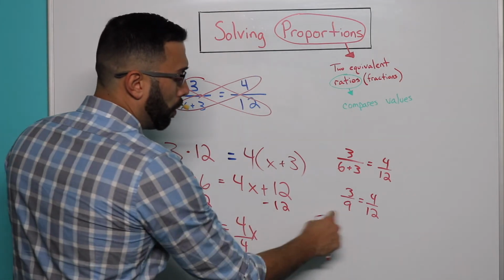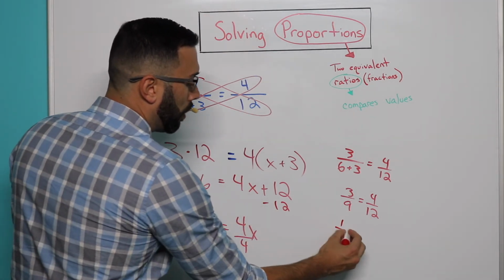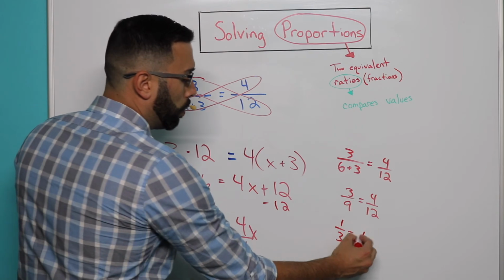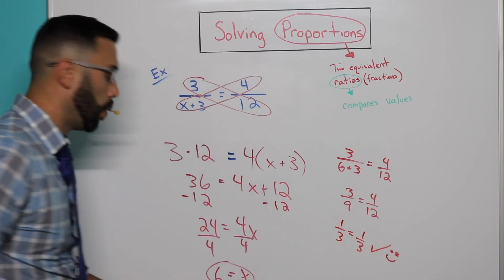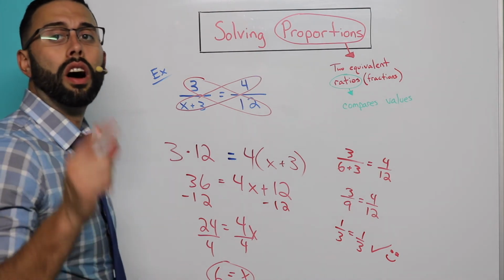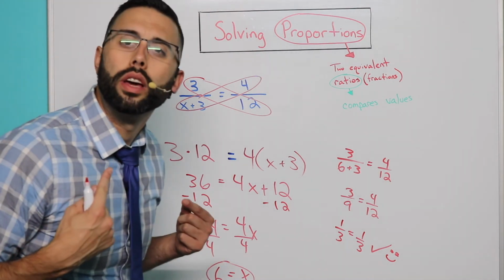Let's just reduce them both. We want the same number. 3/9 is really 1/3, right? 4/12 is 1/3. Yes, we're happy. We now know that 6 is our answer, and you don't even need me anymore.